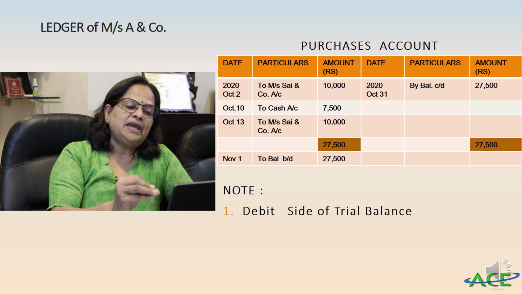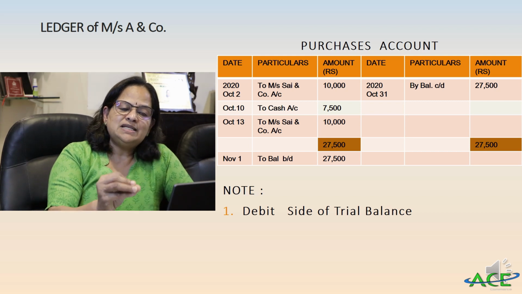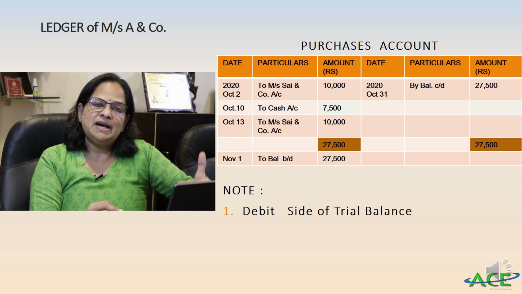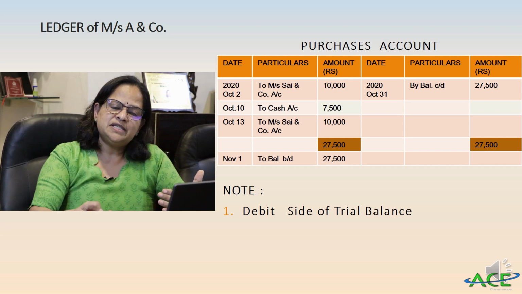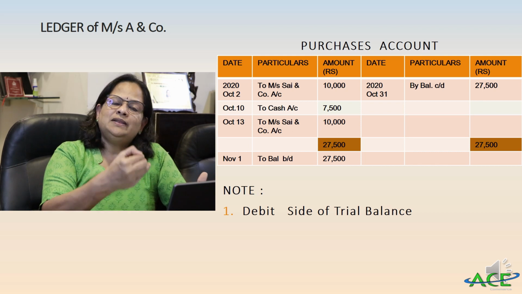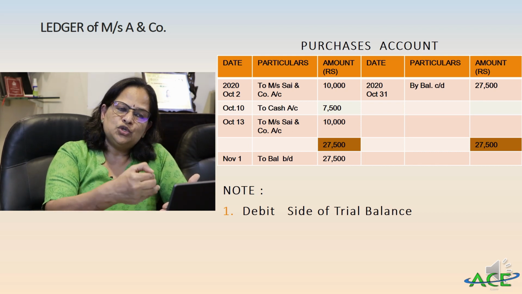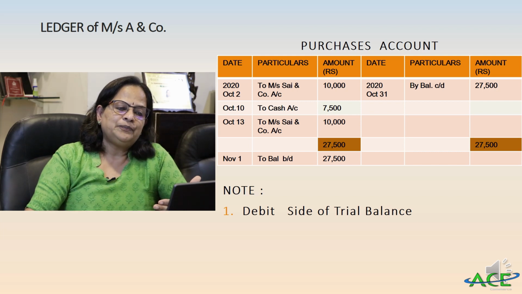Messrs Sai and Company again 10,000. So the balance in the account is 27,500. So it's all debit balance. There is no credit entries corresponding to that. So this will be the debit balance of the purchases account, and this will go to the debit side of the trial balance.